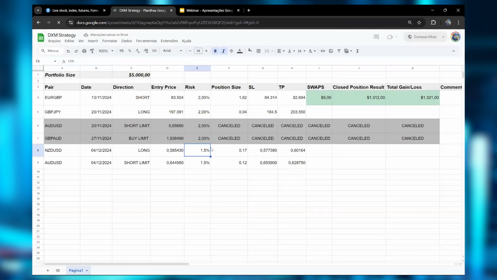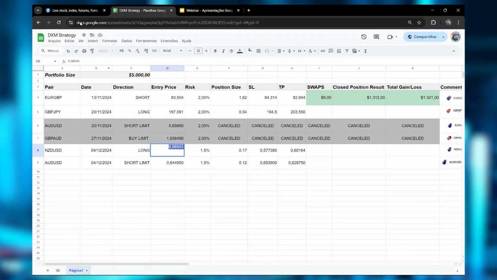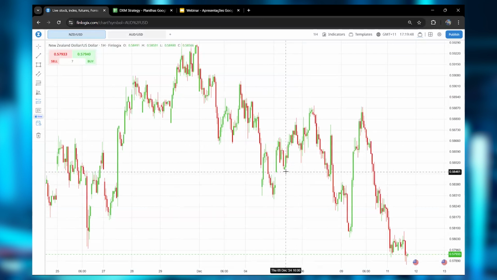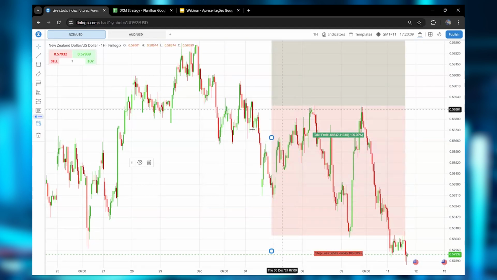So we had the long New Zealand dollar at 0.58543. So let me grab this tool. What day was that again? It was on the 4th of this month. So 4th of December, around here. Let me just take this to the upside. Perfect. On the 4th of December, right here. So we've opened up from there on the open price all the way to the top.